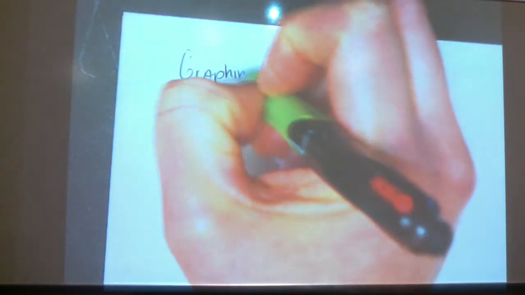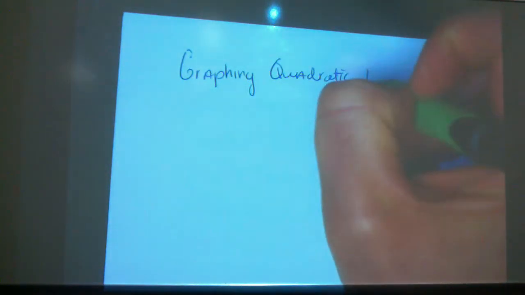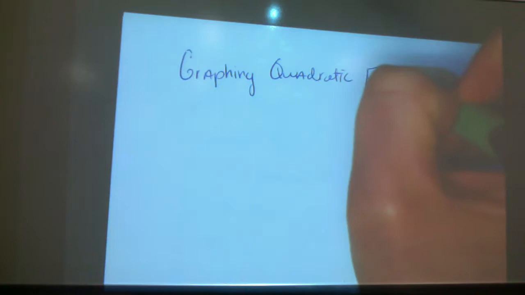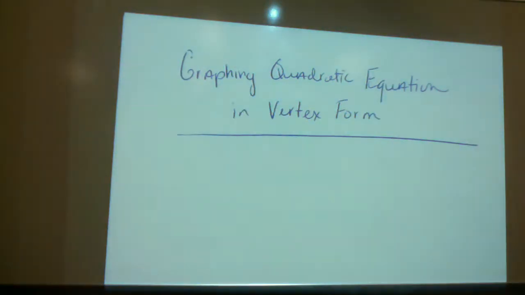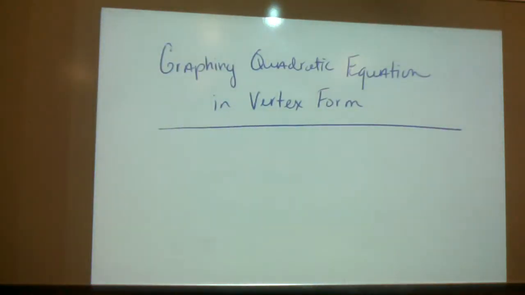This is Unit 5, Lesson 5. Last lesson of the unit that we're going to be going over, which is graphing quadratic equations in vertex form. So we started with graphing in this unit and we're ending with graphing in this unit. So graphing quadratic equations in vertex form.